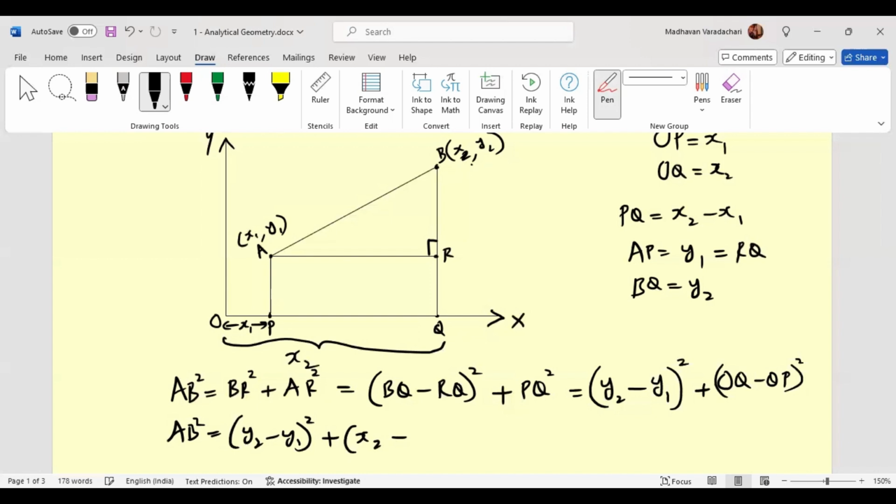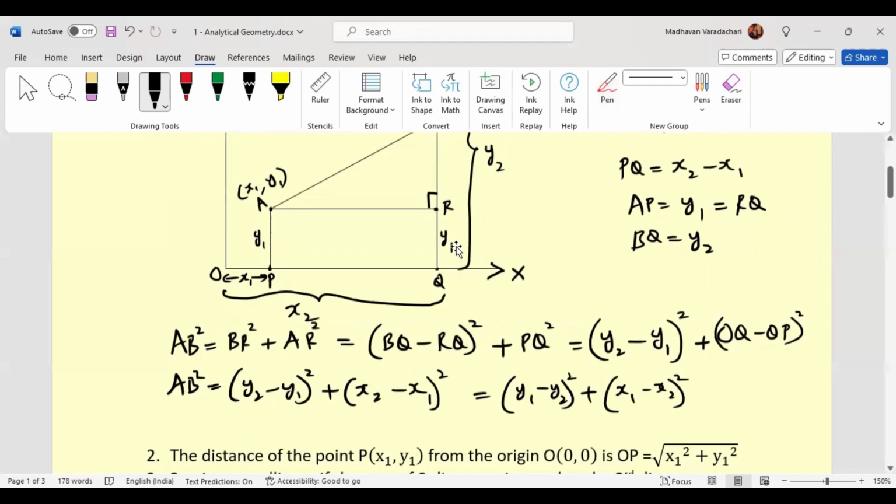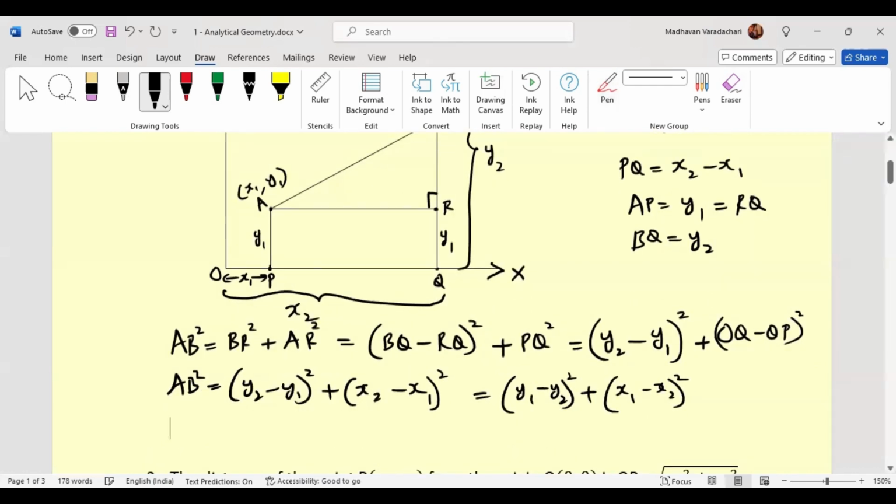This is y1, and the whole distance is y2. So this is x1, because OP is x1, the whole square. Since there is a square, (y2 minus y1) the whole square is the same as (y1 minus y2) the whole square. Similarly, (x2 minus x1) the whole square can be written as (x1 minus x2) the whole square. Either this way or that way, it will give you the same result.